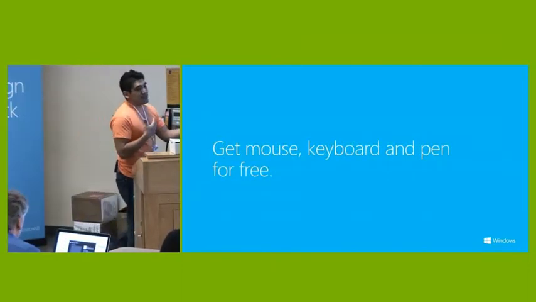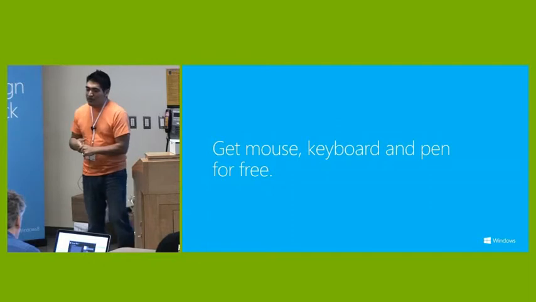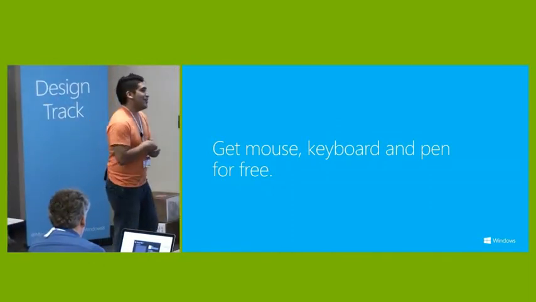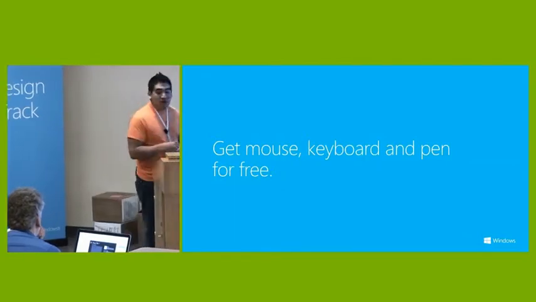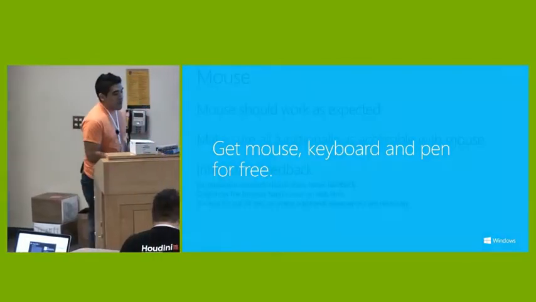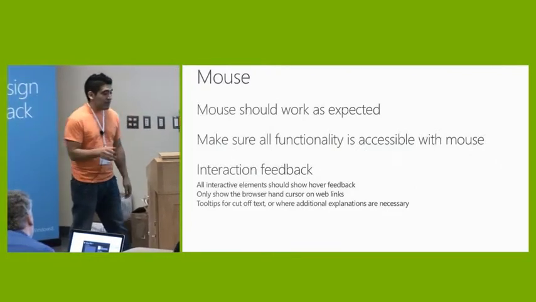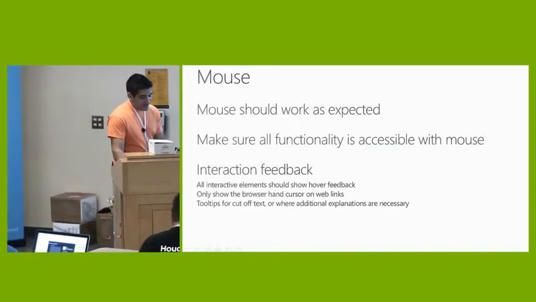And then they like to say get the mouse and keyboard for free. I like to say get the mouse and keyboard for free as long as you do certain things. Because if you don't, you're going to run into some issues, and your users will not be too happy with you. So what this means is that the mouse, if I add the mouse in, should kind of work as expected, right?